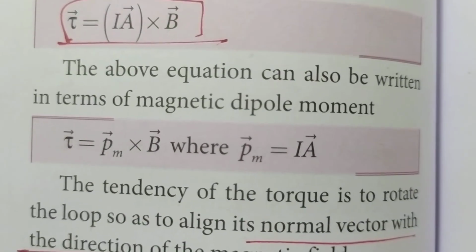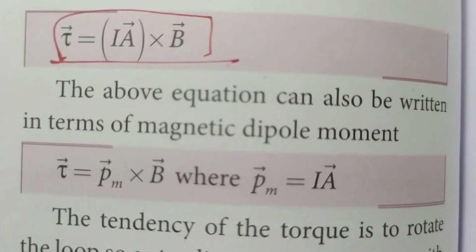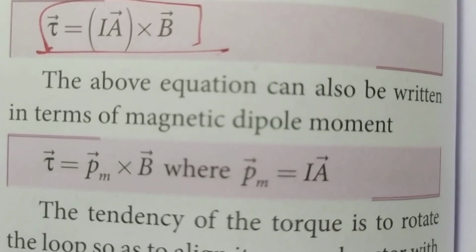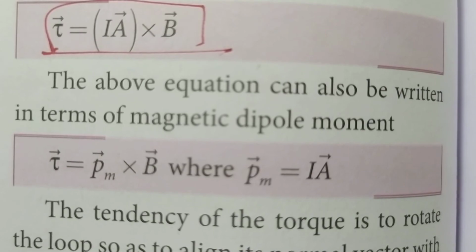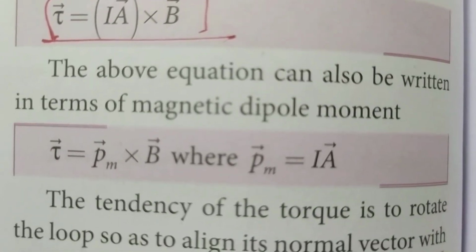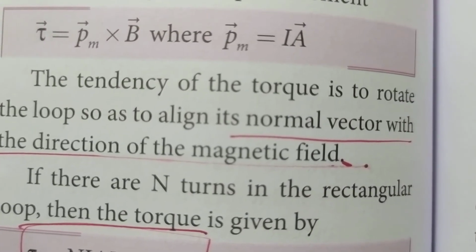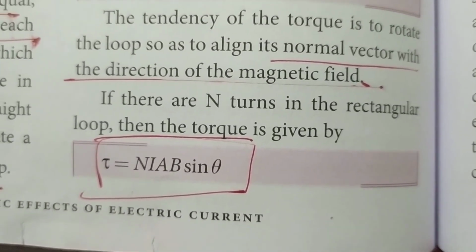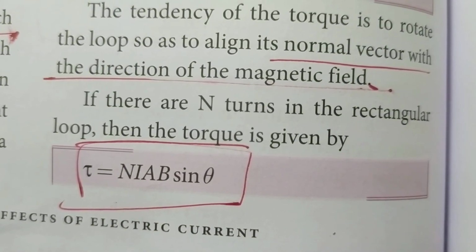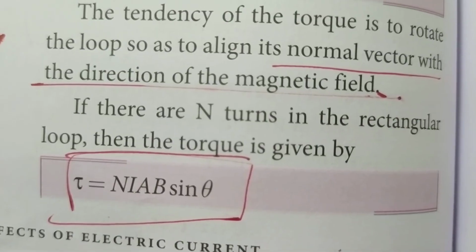It can also be written as tau vector is equal to PM vector cross B vector, because in the previous class we have studied that PM vector, that is magnetic dipole moment, is equal to IA vector. So instead of IA vector you can substitute PM vector. So the tendency of the torque is to align the normal vector with the direction of the magnetic field, and if there are n number of turns, tau will become tau is equal to NIAB sin theta.